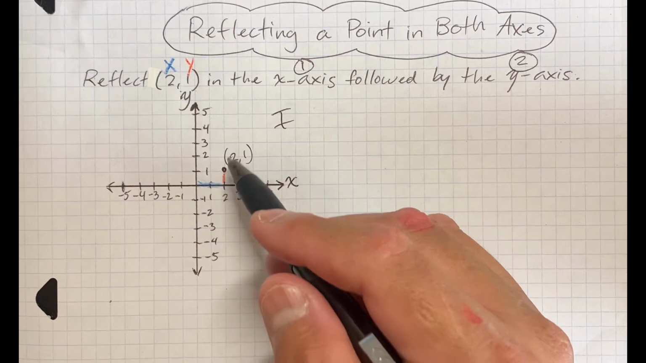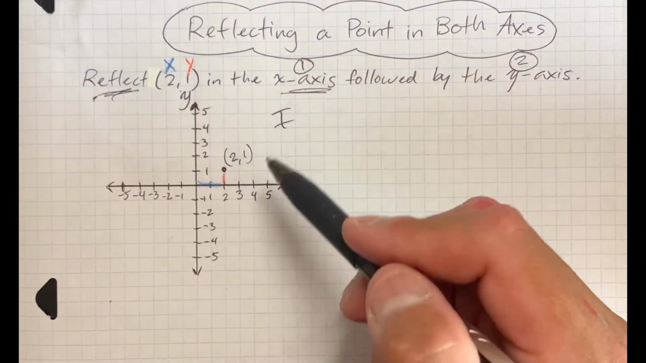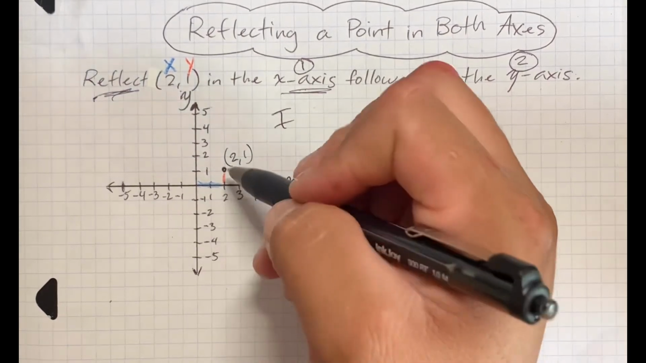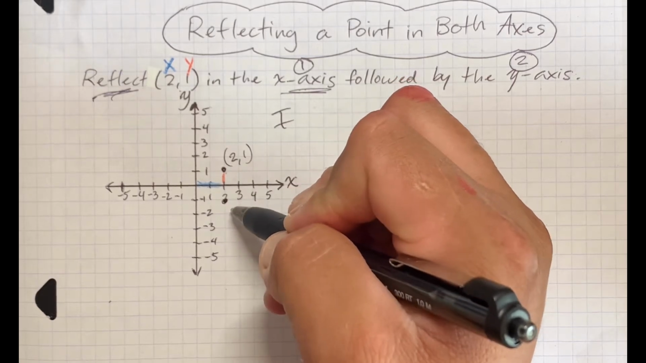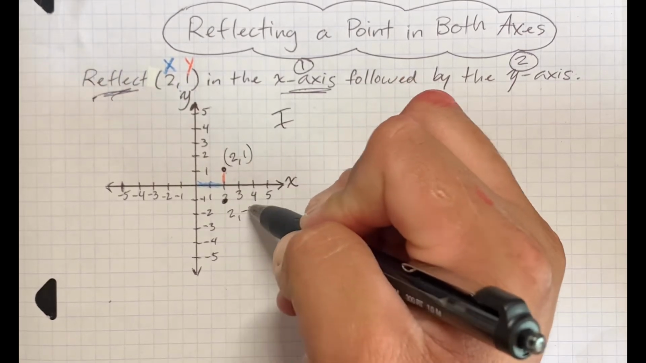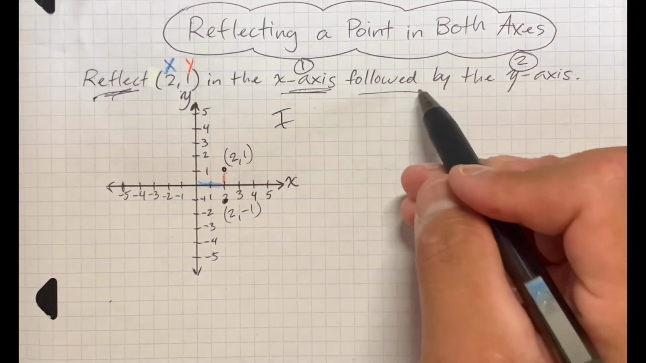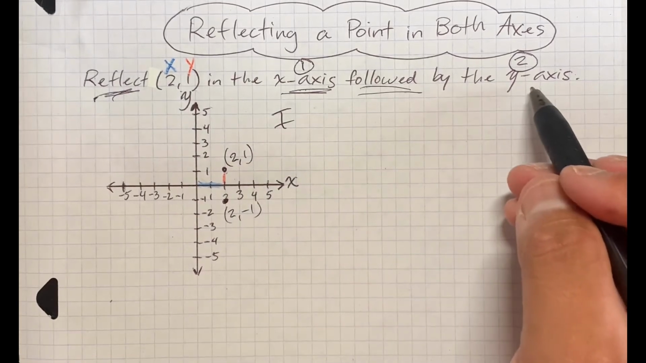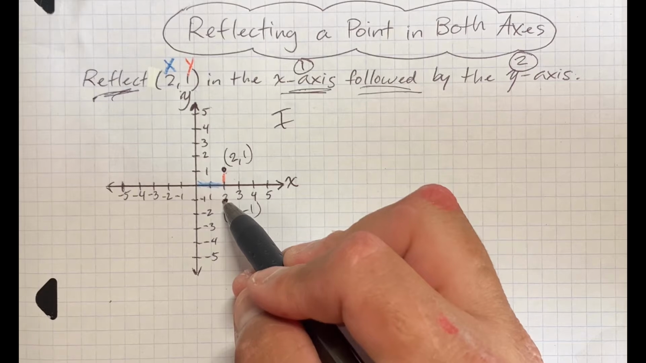Okay, now it says that we have to reflect this on the x-axis first. So here's our x-axis, horizontal number line. We reflect it by going right directly across. So boom, right here. So this is going to be +2, -1. We reflected it on the x-axis, and then followed by means that after you do that, then you reflect this across the y-axis. So right here, and we just reflect it right across.